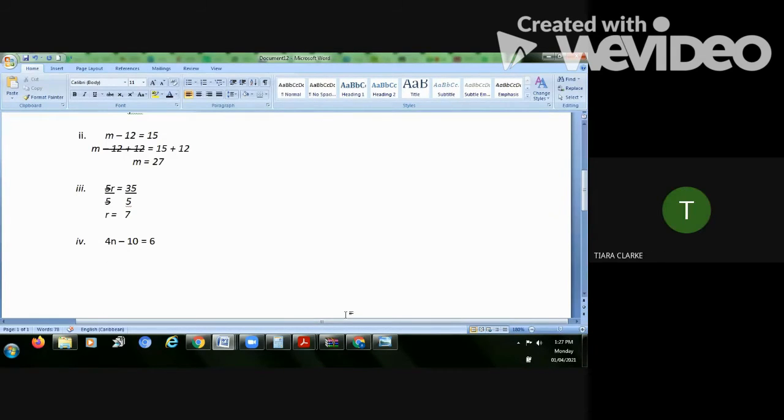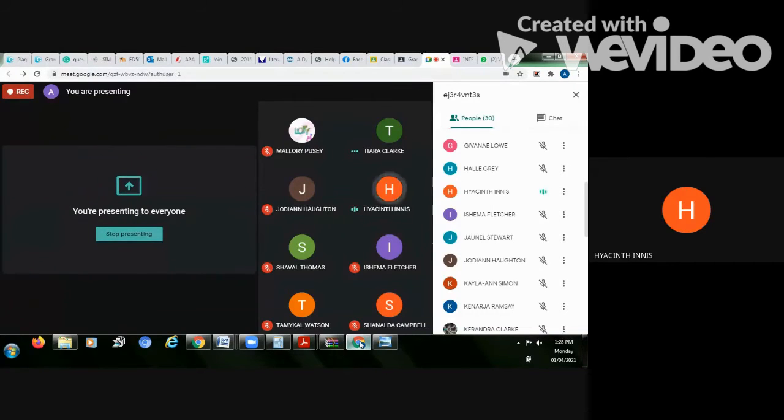You go add 4n with the 4n right there, then you go add it to the 10. No, remember, add it to the 10. So add the negative 10 with 10 first. Very good, right? And then you divide by 4. Very good.